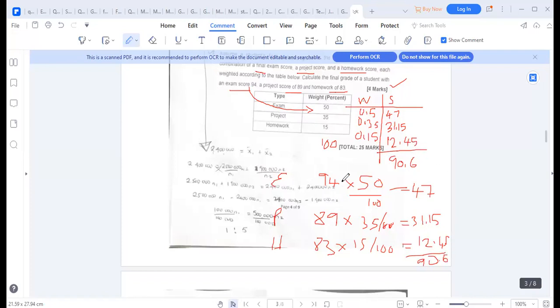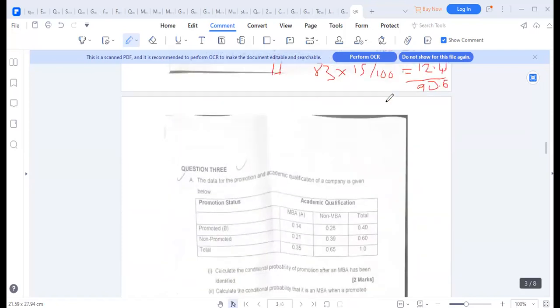Are we together now? So if the total is adding up to 80, we have done 50 out of 8, 35 out of 8, 50 out of 8. Okay. So 4 marks. Are we moving?